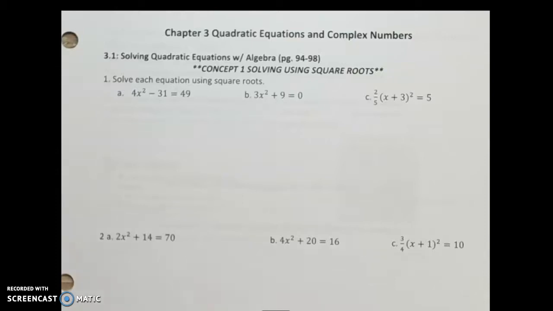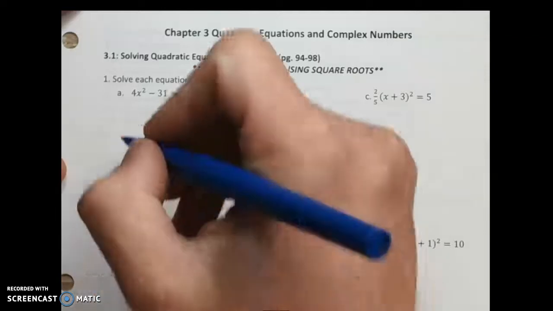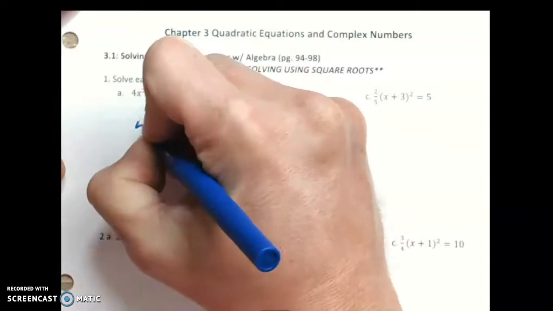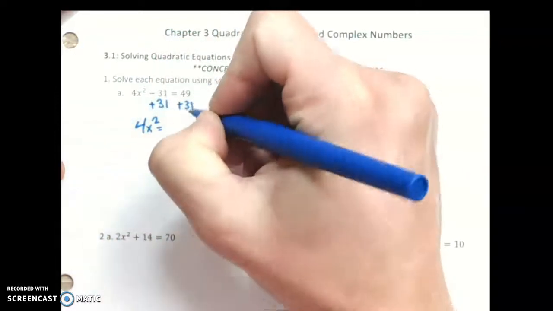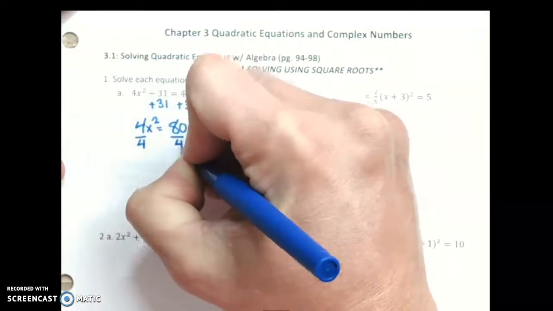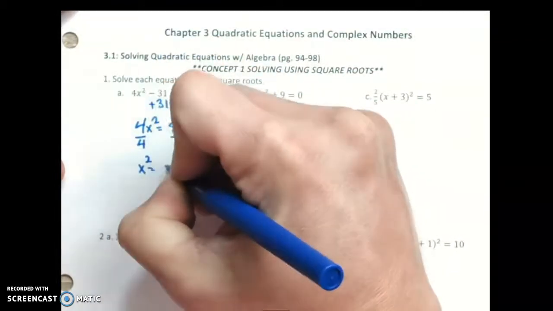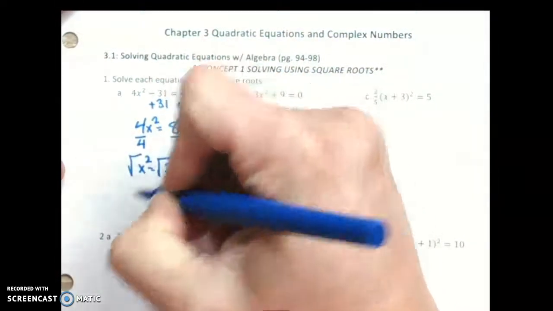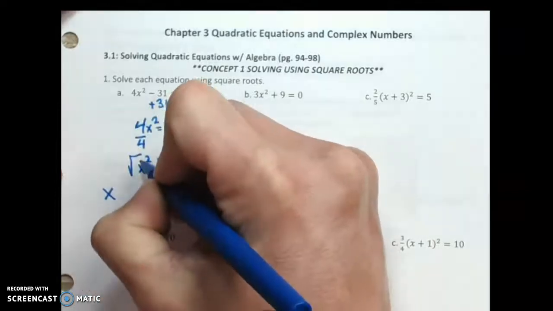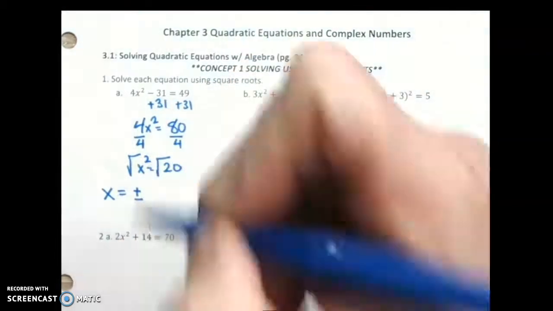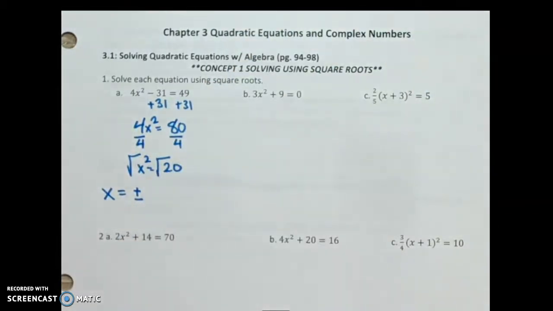Here we go. In this first one, 4x squared minus 31 equals 49. I'm going to add 31 to both sides. You get 4x squared equals 80. Divide by 4 on both sides. x squared equals 20. Take the square root of both sides. The square root of x squared is just x. That will generate a positive and negative sign.